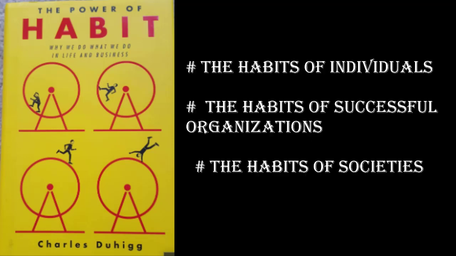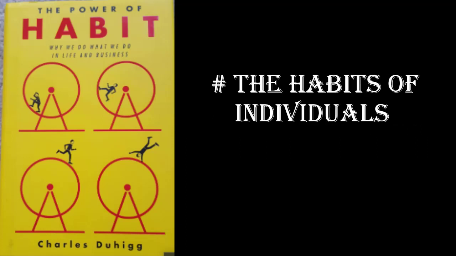The book is divided into three parts: the habits of individuals, the habits of successful organizations, and the habits of societies. In this video, we are going to explore some of the key concepts of this book and how they can be applied in our daily life. The habits of individuals. The first part of the book is about the habits of individuals.